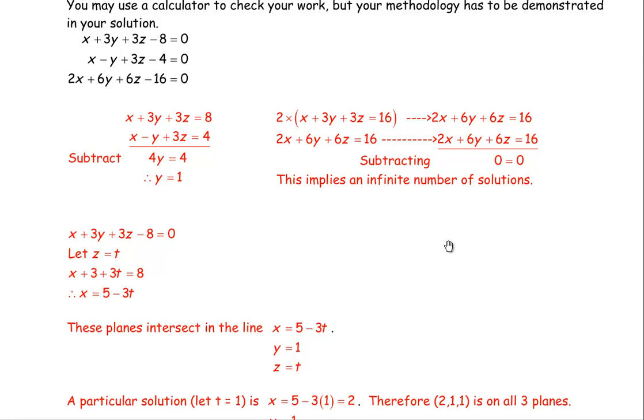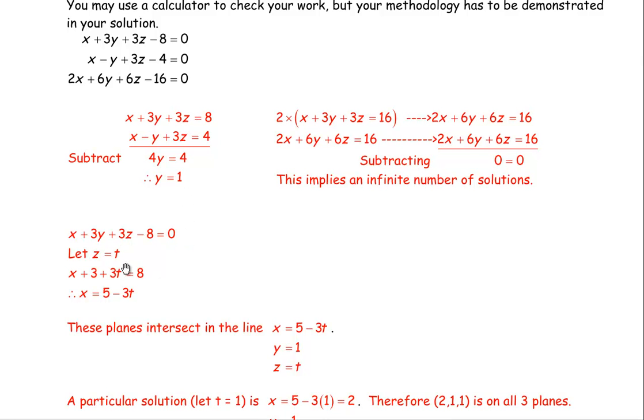The only way that the three planes can have an infinite number of solutions is if they're coincident, or, since they're not all the same plane, these three planes would have to intersect in a line. So I'm going to take the first plane's equation and let z equal t, and also substitute the 1 in place of y, because I know y equals 1.